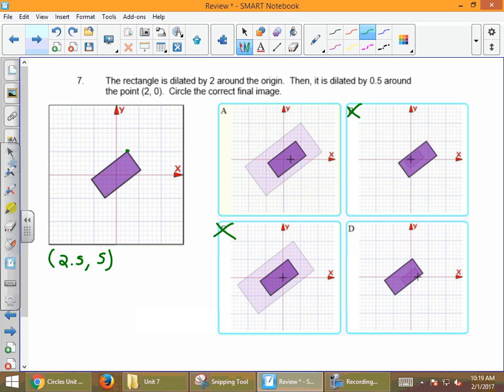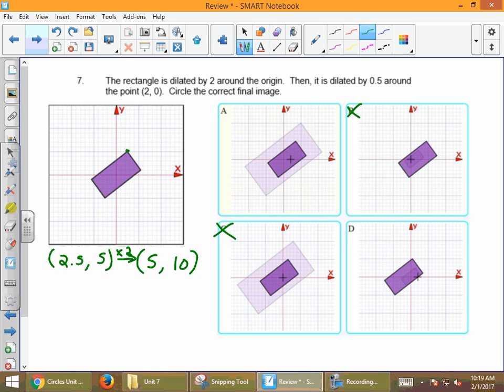I want to dilate it by a factor of 2 first to see where it would be. All right, so I'm dilating by 2. What's that mean I do to every point when I'm dilating by 2? Multiply them all by 2. What's 2.5 times 2? 5. And what's 5 times 2? 10. So I want to see if this new point (5, 10) is on this graph somewhere. Well, let's see if it is. Again, I only have A or D to figure it out.